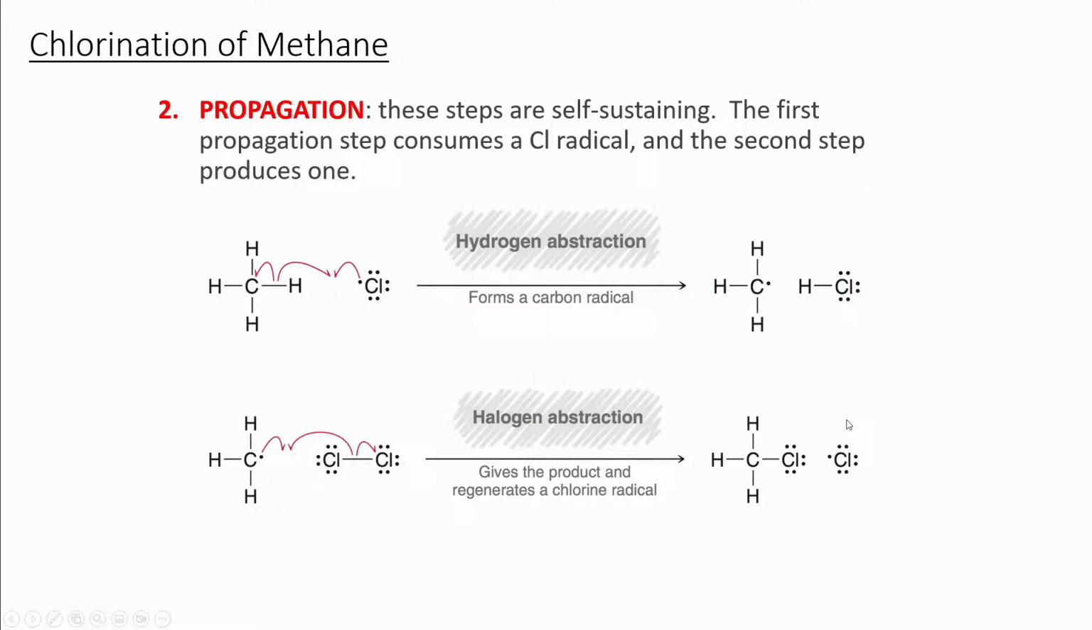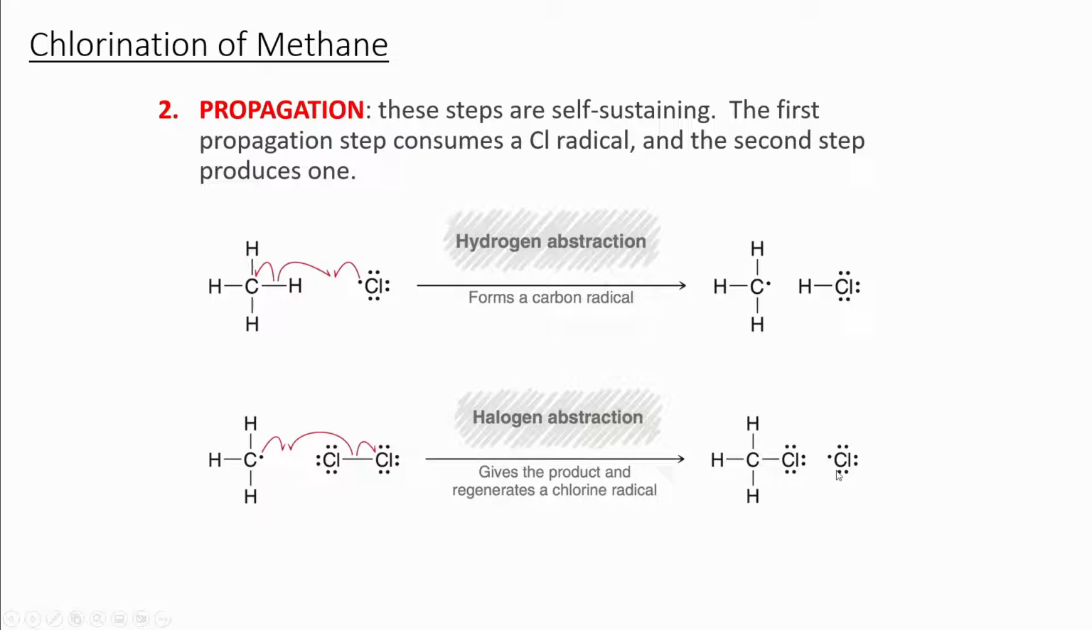The next step is the propagation stage. Propagation stage always starts with the radical and ends with the radical. Here, our radical species employs hydrogen abstraction to form a radical on the methyl group. This carbon radical can then create a new bond with chlorine, doing a halogen abstraction.